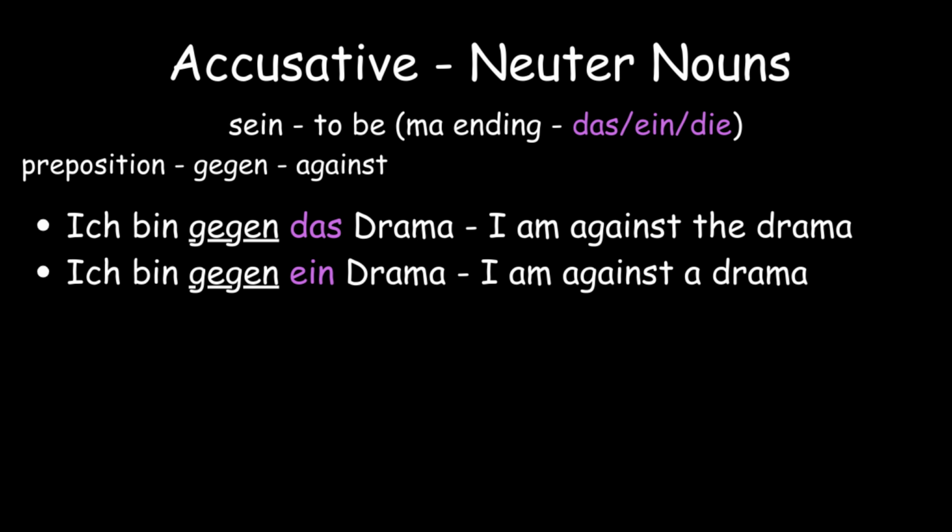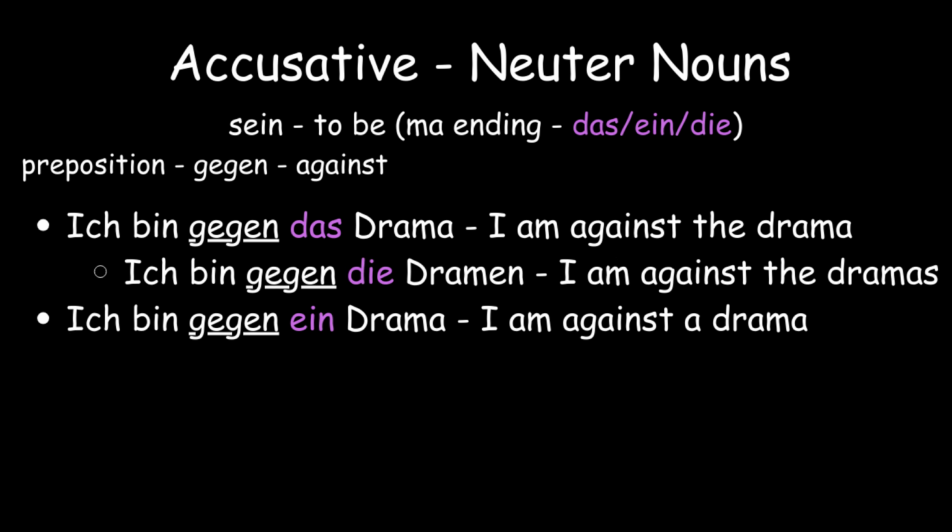Here we have the verb sein with a preposition that works in the accusative. Ich bin gegen das Drama. Ich bin gegen ein Drama. To pluralize it, change the article and noun. Ich bin gegen die Dramen.